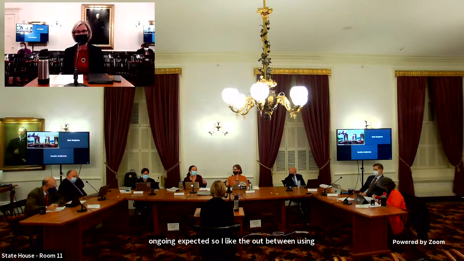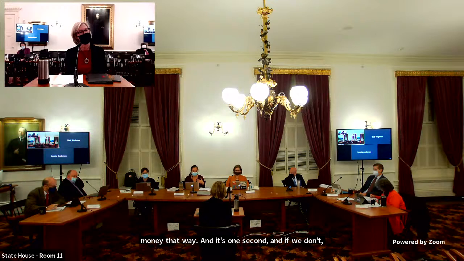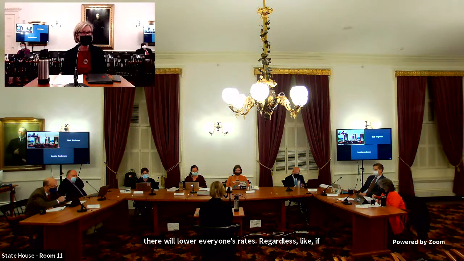Hold on, just one second. And am I right that if we don't decide to do this, we could decide to do this in a specific way and direct it in a specific way, but if we don't, that surplus sitting there will lower everyone's rates regardless? Yes, if the legislature decides collectively not to use it, it could go to all property. That's right.